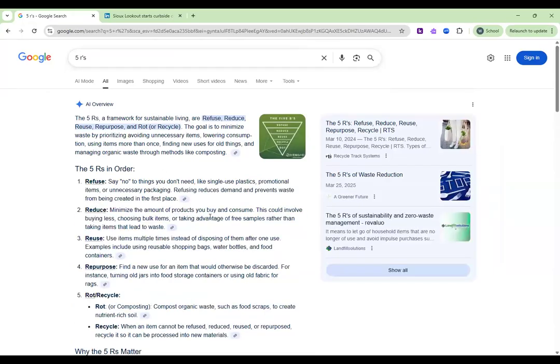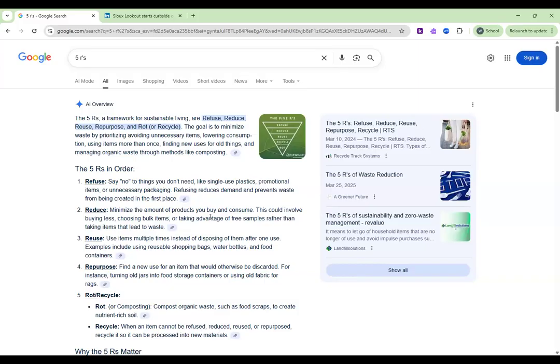Okay, this one has some different ones here. We have refuse: say no to things you don't need, like single-use plastics, promotional items, or unnecessary packaging. Refusing reduces demand and prevents waste. So say no if you don't want it. I've got to learn to do that. That's actually a good one. Reduce, we've talked about.